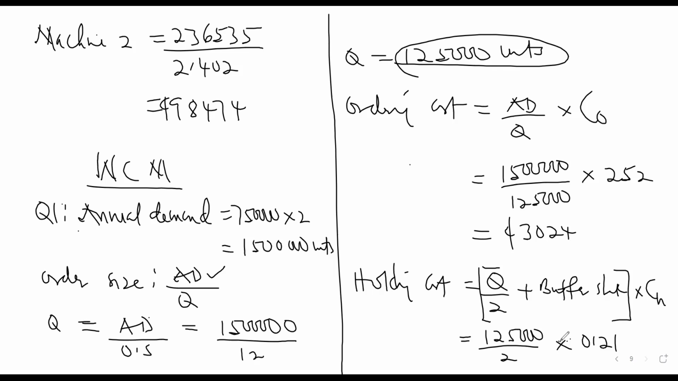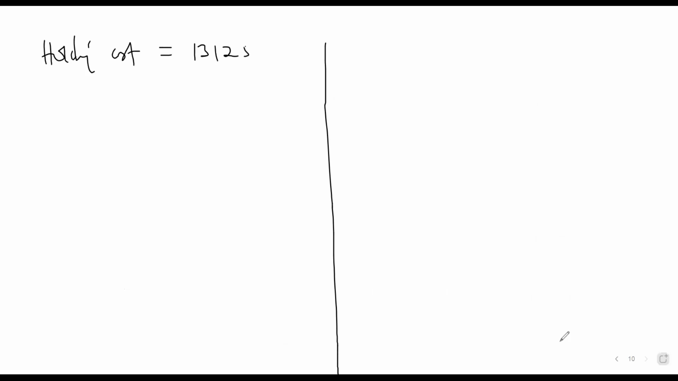So let's come to this one. What is the cost that we are getting over here? 125,000 divided by 2 multiplied by 0.21. I'm getting 13125. Yes. Okay. So the holding cost will be 13125.